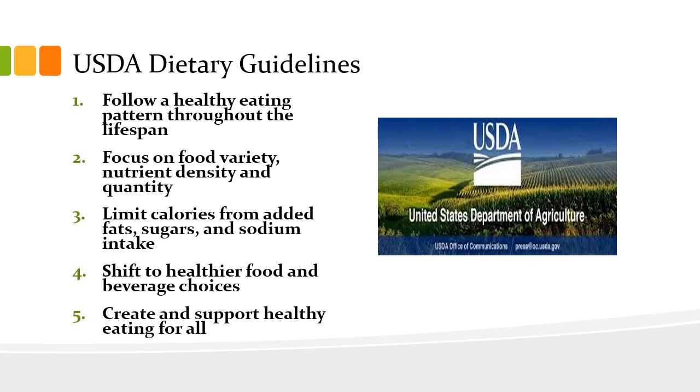The USDA dietary guidelines have 5 main focuses. They want you to follow a healthy eating pattern throughout the lifespan, focus on food variety, nutrient density, and quantity. Really emphasize eating the rainbow. Eat colorful foods. Do not drink your calories, so limit calories from added fats, sugars, and sodium intake.